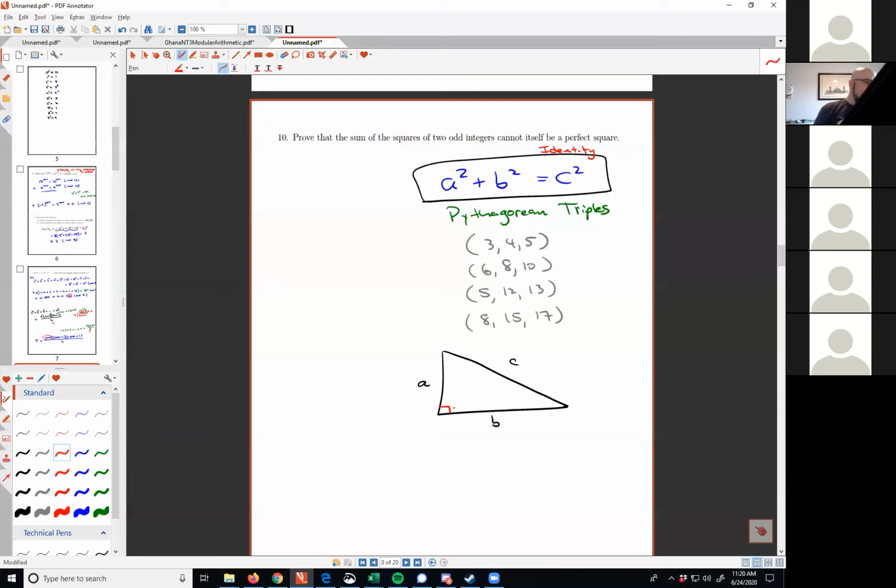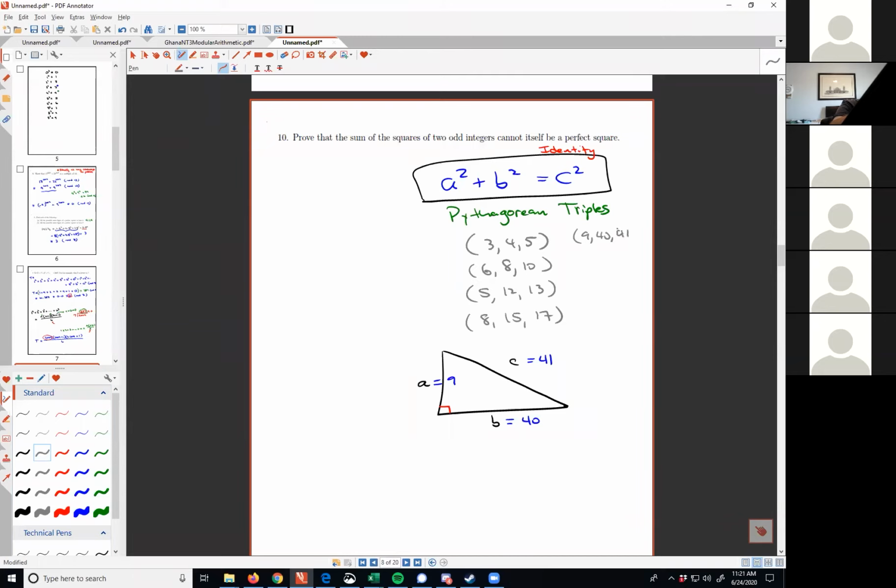And here's an example. What if B equals 40 and C equals 41? Somebody tell me what A must equal. 41 squared minus 40 squared. The answer is 9. Yeah, 41 squared is 1,681 minus 40 squared, which is 1,600, gives us 81, and 9 squared is 81, and that is another Pythagorean triple.